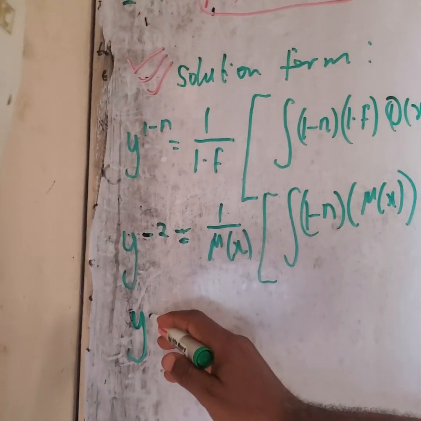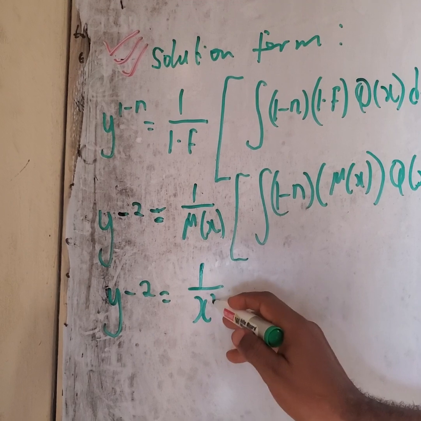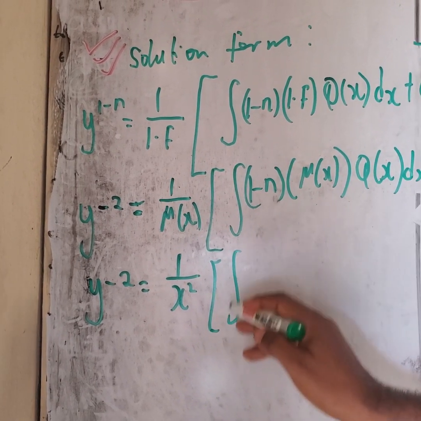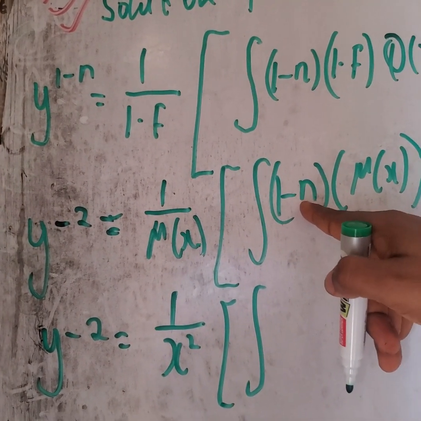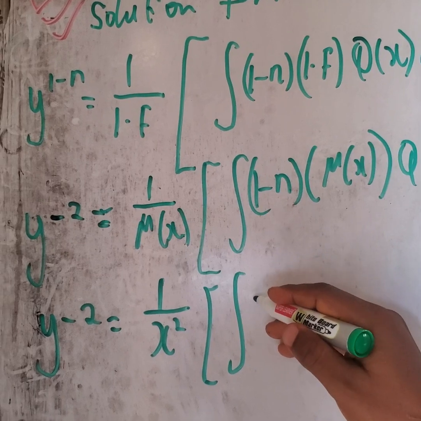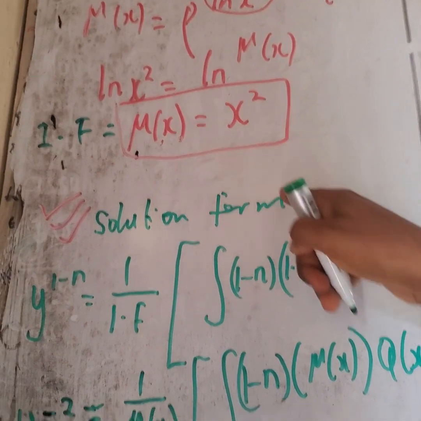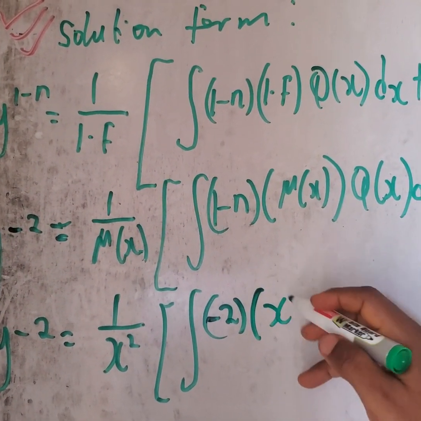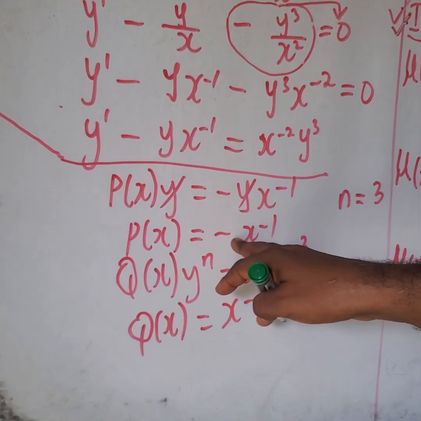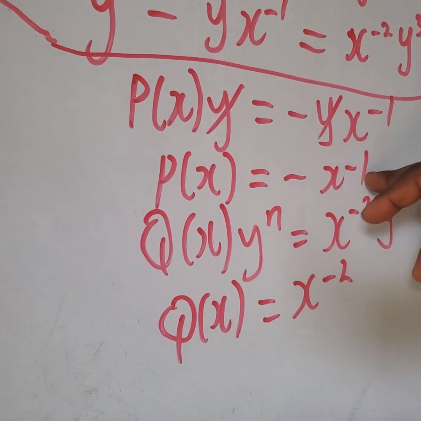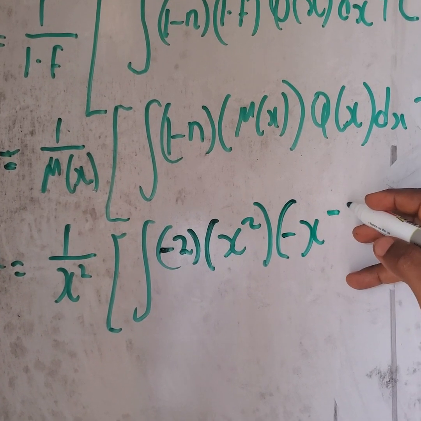So I have y raised to power minus 2 is equal to 1 all over x squared multiplying integral of (1 minus n), n is 3, sorry. So 1 minus 3 will give us minus 2. So I have minus 2 times mu of x again. Mu of x again is x squared, so we put the x squared here by substitution. Then times q of x. We know that q of x is what I stated here the other time, that is minus x raised to power minus 1.